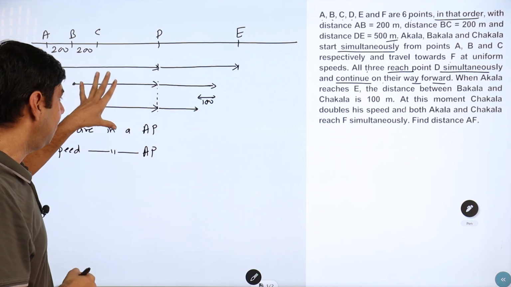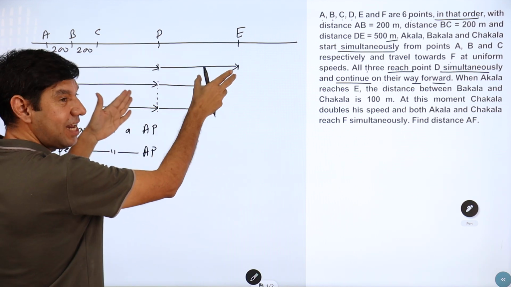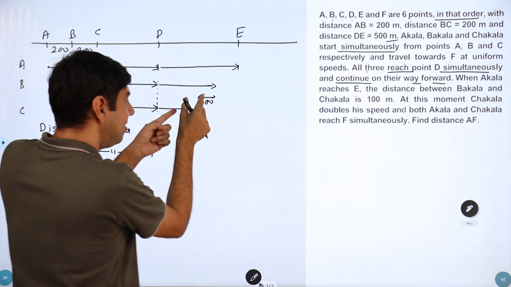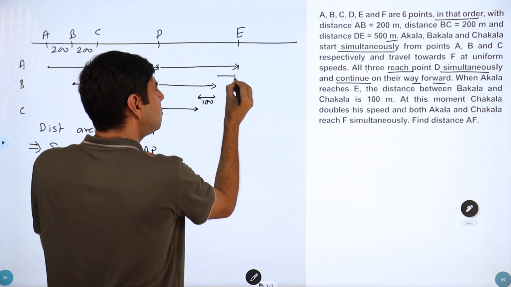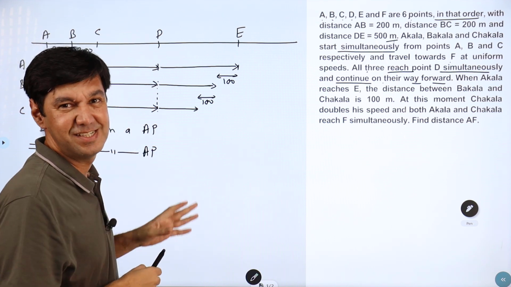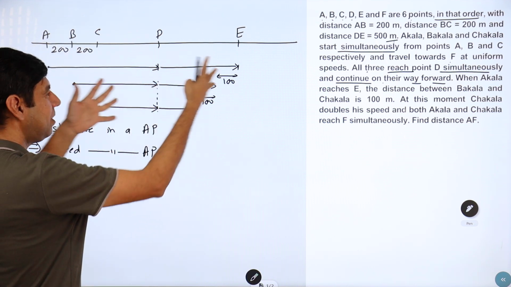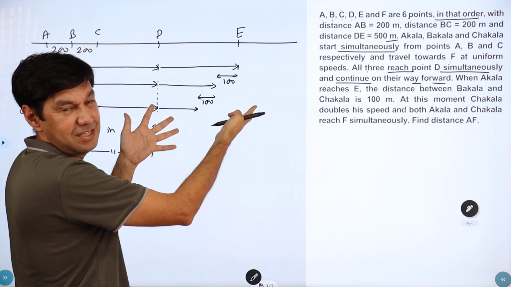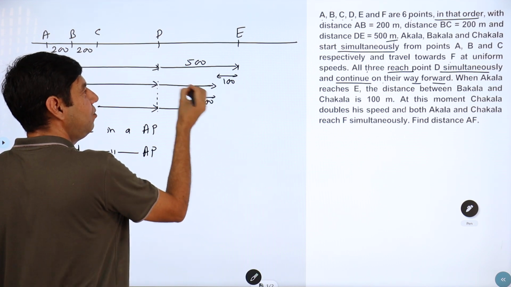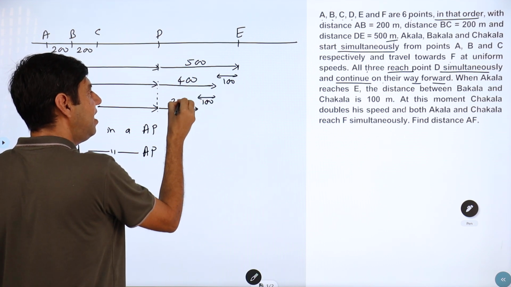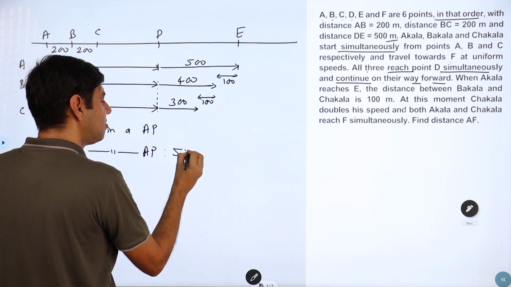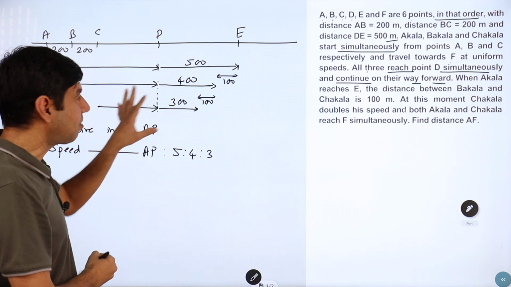And now do you realize that the speeds are in an AP, so these distances will also be in an AP. And if this distance is given 100, this will also be 100. This is where the question becomes ridiculously easy, students. Right? And now see that AP part and try to think about how difficult is it to understand that. And this distance is given to us as 500. And now that we know this is 400, this is 300. Since I know the actual distances, I also know the ratio of the speeds is 5:4:3.